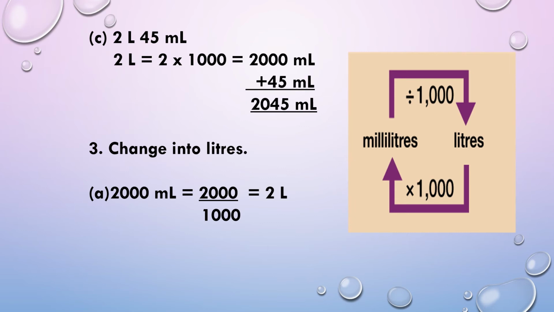Or if you do it by the long division method, 1000 twos are 2000. So this way also you can do it, but this will be easier. You can count the number of zeros and cut it with the numerator part. According to how many zeros there are, you cut it. Now see the B part, 3000 milliliters. Again you divide by 1000. It will be equal to 3 liters.